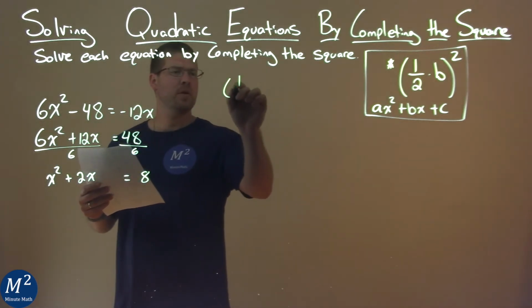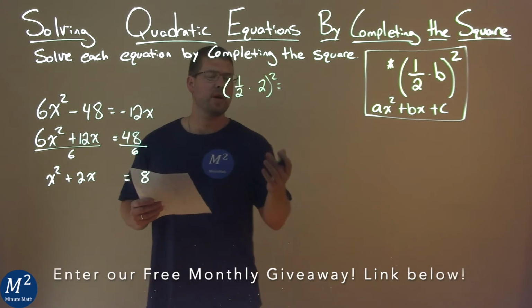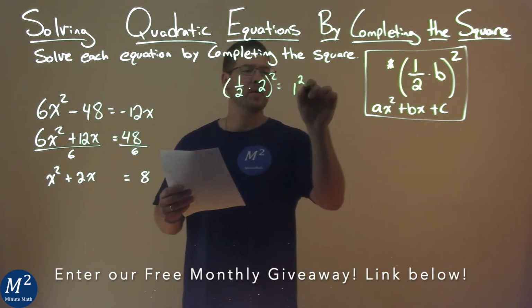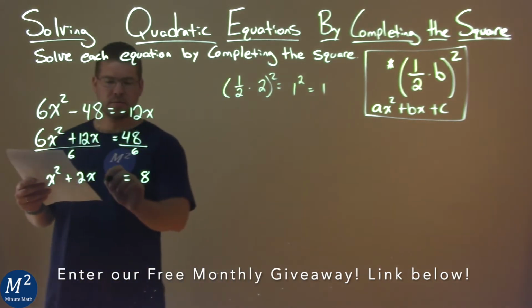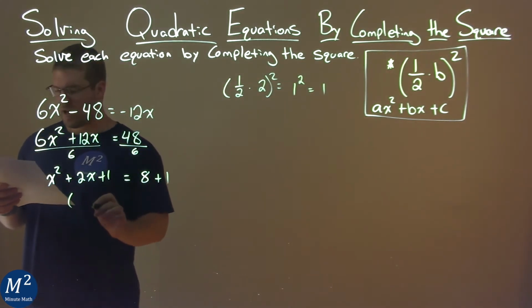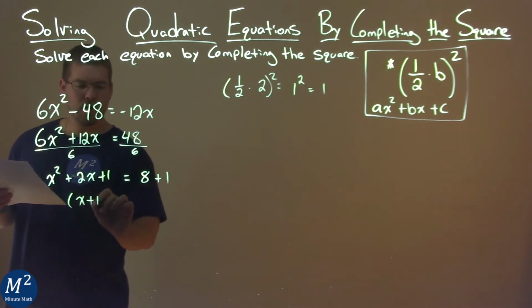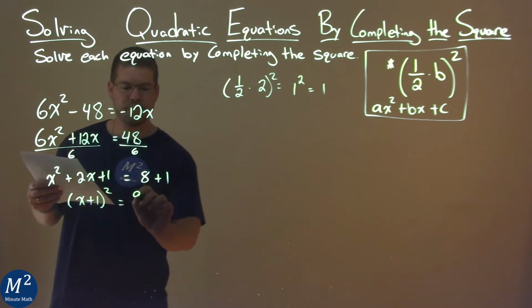I'm using my formula. 1/2 times that 2, all squared. Well, 1/2 times 2 is 1. We square 1 and we get 1 again. So I'm going to add a 1 to both sides of the equation. The left-hand side is now a perfect square of x plus 1, all squared. And the right-hand side, 8 plus 1 is 9.